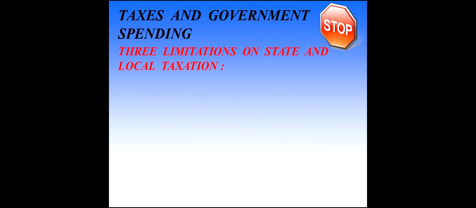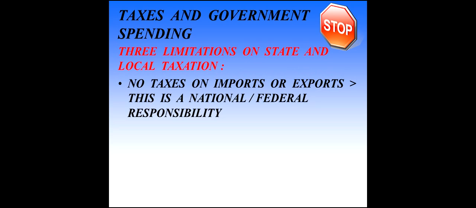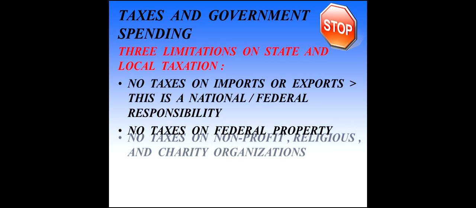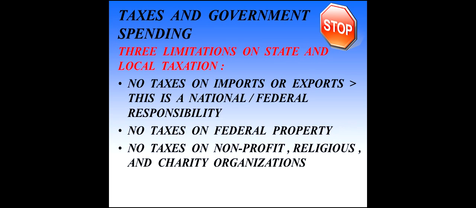And just as we did with the federal government, we'll take a look here at three limitations on state and local taxation. And this is going to read somewhat similar in many ways to what the federal government's limitations are. First, state and local governments cannot put any taxes on imports or exports, as this is a national or federal responsibility. Second, the state and local governments can't tax the federal government on federal property. And similar to the federal government, state and local governments cannot put taxes on nonprofit, religious, and charity organizations.